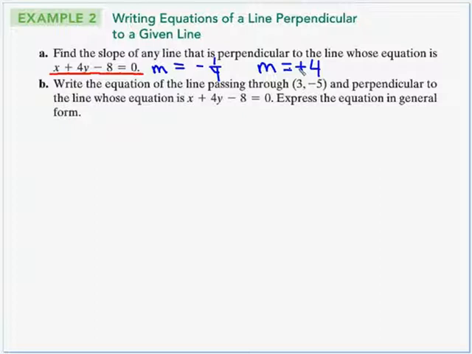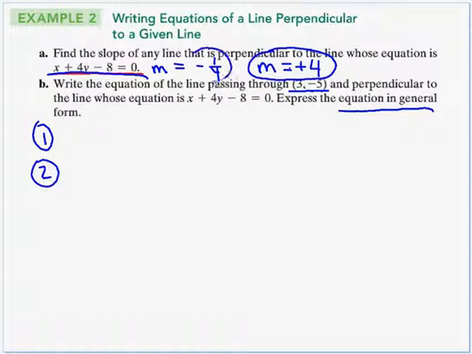Okay, and what does part B say? Part B, write the equation of a line passing through this point that is perpendicular to the line from part A. Express the equation in general form. Okay, again, we need two things to write this equation of a line, slope and a point. We found the slope. We want it to be perpendicular to this slope, so our slope, m, is going to equal 4. And we want to go through the point (3, -5). And it does say express it in general form.